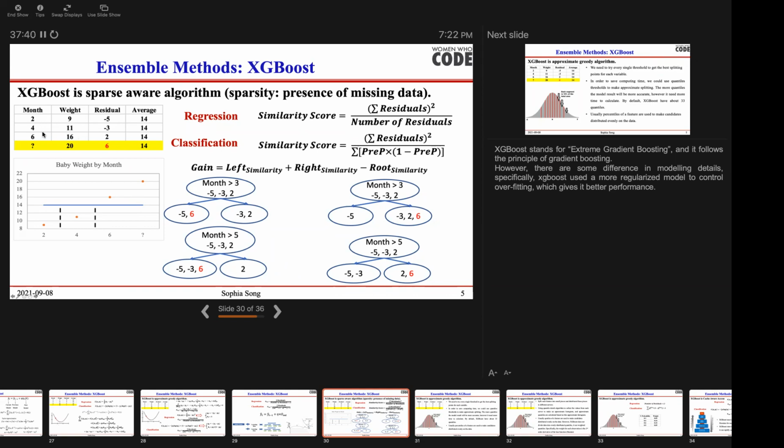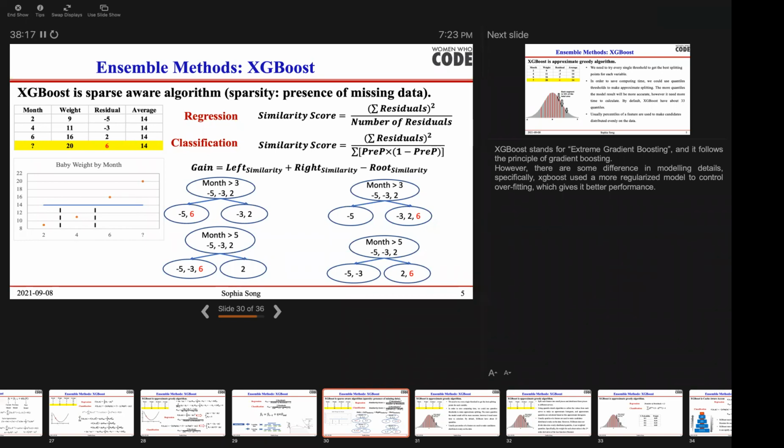Month is a feature. So usually this is the target value. If your feature has some missing values, how do you deal with them? XGBoost is based on the similarity score to set up a default value. Then in the future, if you have a new record where the month is still missing, we use that default value to fill in the missing value.